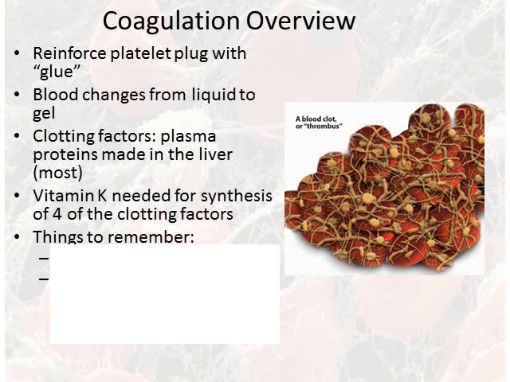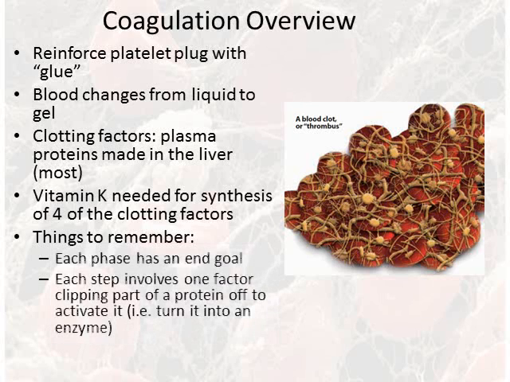Okay, one thing to remember with coagulation is that really what we're doing is reinforcing the platelet plug with this glue, which is fibrin. All of the different steps along the way are driven by clotting factors, which are plasma proteins. They're always in the blood, and most of them are made by the liver. A lot of these need vitamin K to be made, at least 4 of them do. So low vitamin K means not able to clot your blood. A few things to remember with each step: each of these phases has an end goal, and I want you to know the end goal of each phase. Each step involves one factor, one protein that leads to activating another protein and turning it into an enzyme. Those are what you're going to need to know for each step.